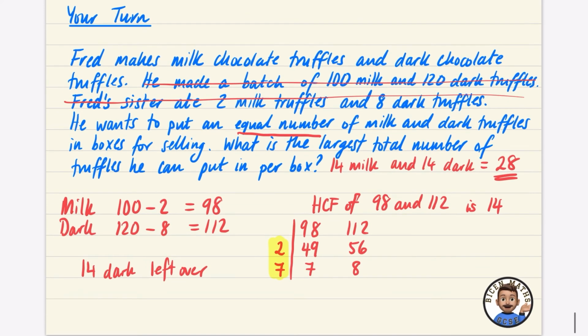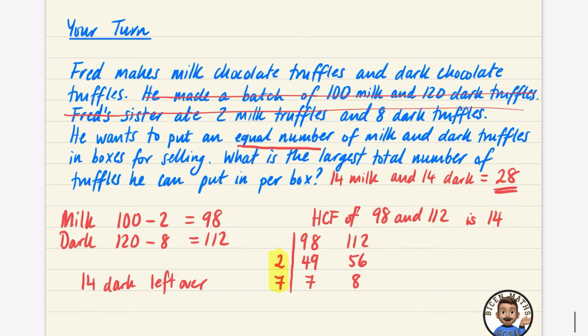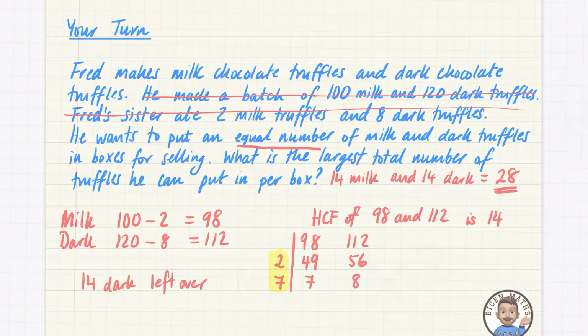So maybe that question needed a little bit more to specify, but it is a way of thinking about the highest common factor. So yeah, it's annoying he's going to have 14 dark chocolates left over, but we wanted all of the boxes to have the same amount of milk and dark, and we wanted it to be the largest that goes in each box. And it had to be the same in each box. So in the next video, we're going to be having a look at the lowest common multiple.